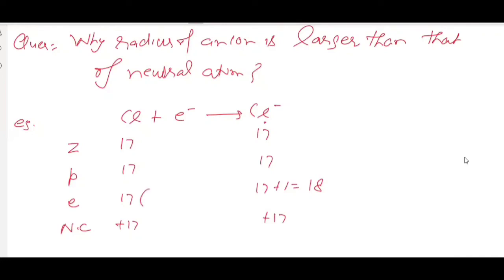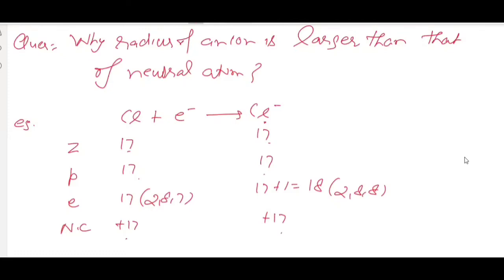Now configuration: 287, here configuration is 288. So anions are always formed by the gain of electrons, and during the formation of anion, atomic number, protons as well as nuclear charge will remain same. You see, atomic number same, protons same, nuclear charge same, but electrons always increases.